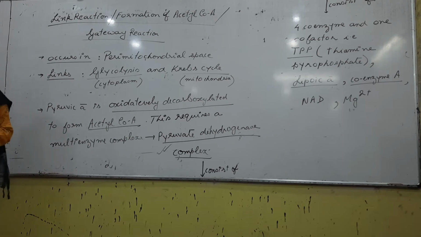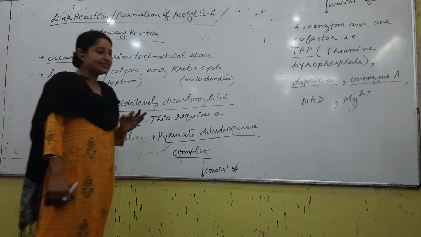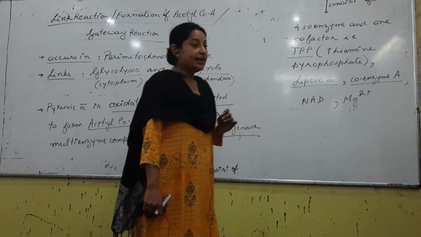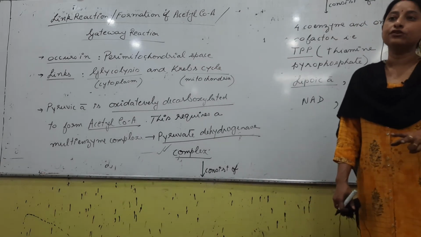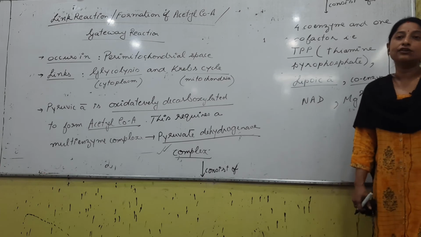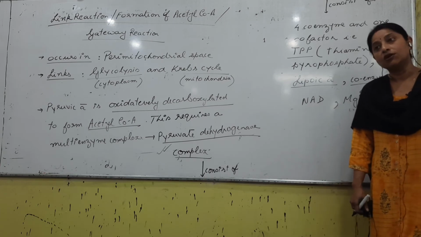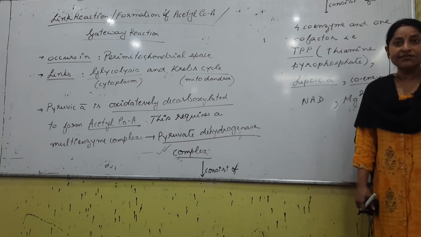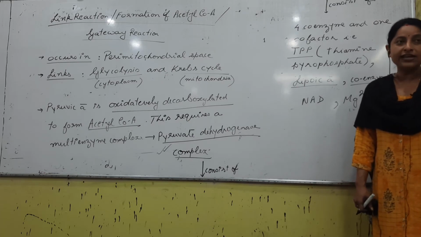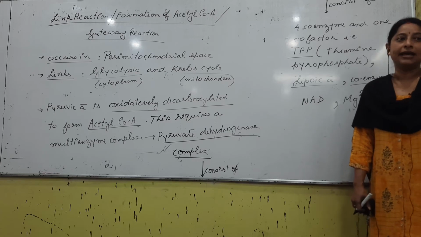Are you understanding the question? The question is, how many products are produced in glycolysis? Since the link reaction is also a reaction, some products will be produced. If you are talking about products, we are not talking about what gets converted to what. Glycolysis, glucose gets converted to pyruvic acid. Link reaction, pyruvic acid gets converted to acetyl coenzyme A.